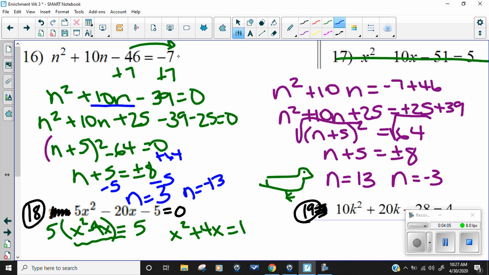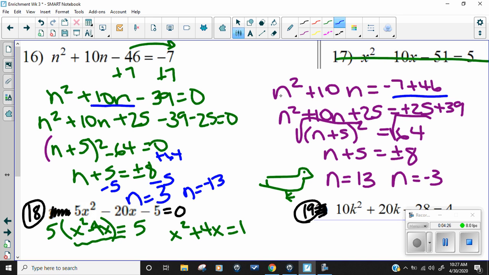So also, instead of doing this, if you know you're going to have to solve it, and I know I have to solve because it has an equal sign, instead of moving the 7 left, you could also move the negative 46 right. So I'm going to add 46 to this side. So this right side is just the number, so negative 7 plus 46.